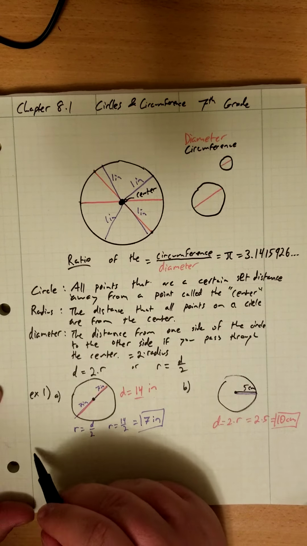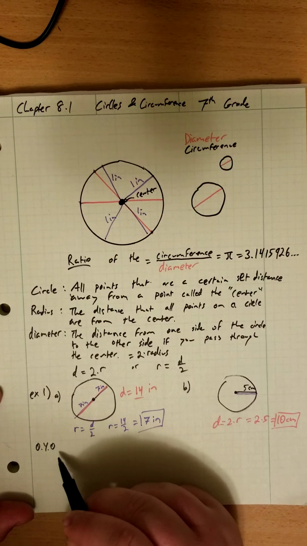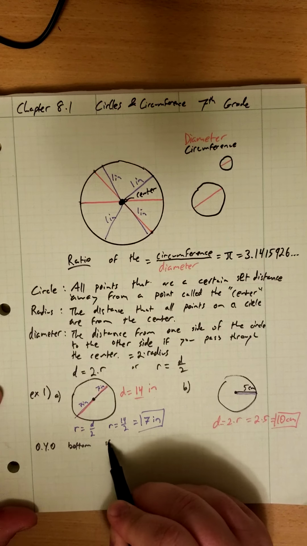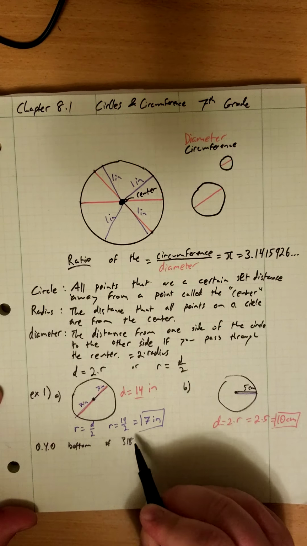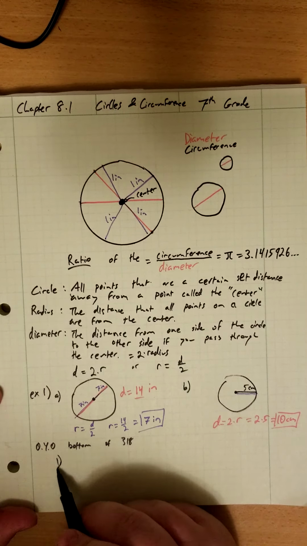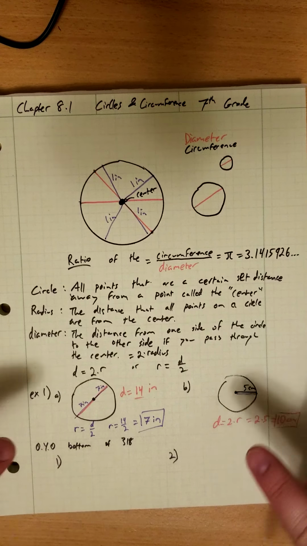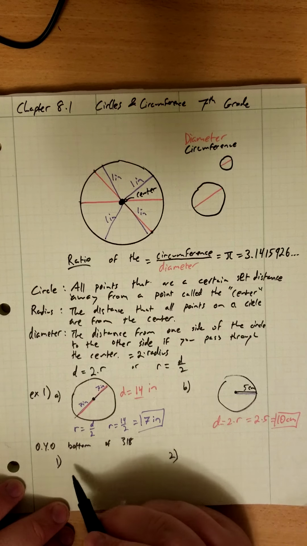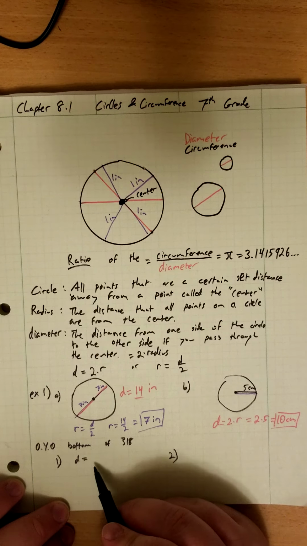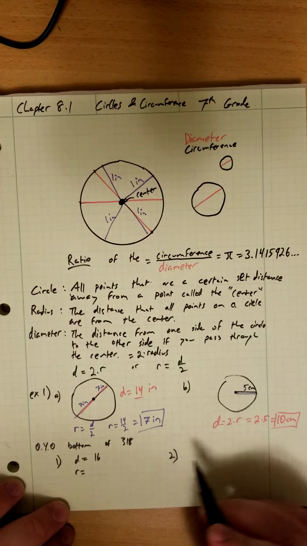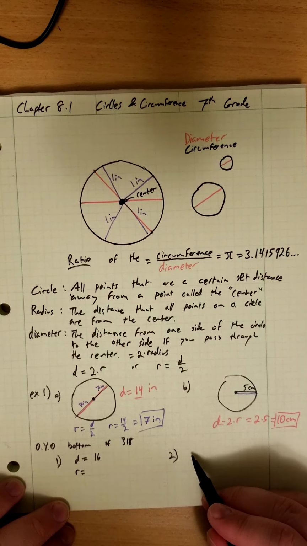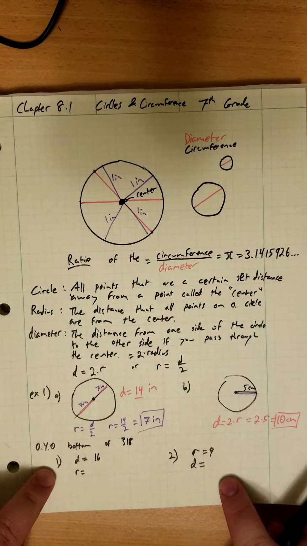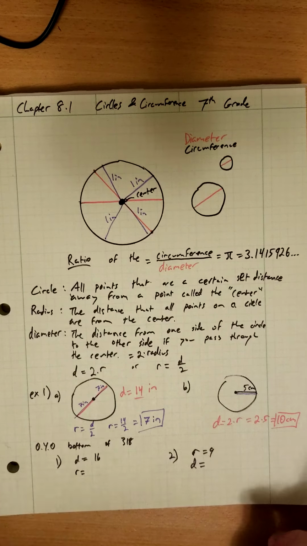I want you to try the on your owns on the bottom of 318. I want you to do number 1 and number 2. So pause this video, do these 2 numbers. It says that the diameter is 16. What would the radius be? And for this one, the radius is 9. What would the diameter be? So figure these out and resume the video when you got that.